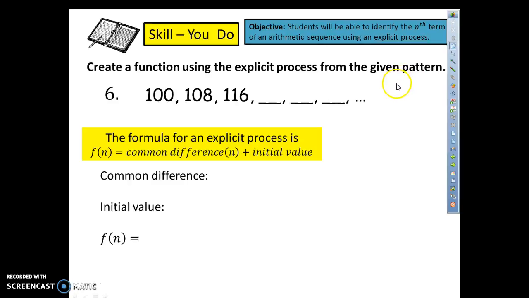I would like you guys to go ahead and pause the video. I want you to try this example on your own, and when you're done, go ahead, resume the video, and check your work against mine.